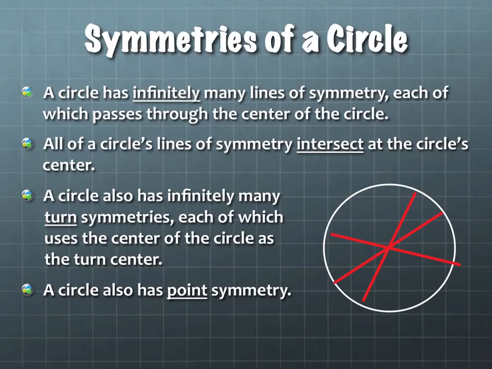A circle also has infinitely many turn symmetries, right? No matter what degree you turn it by, its image is already there. And since there's infinitely many values between 0 and 360, there's infinitely many turn symmetries as well. And the circle has point symmetry because it has a 180-degree turn symmetry. Circles are wonderful. Or maybe they're awful for all of those same reasons, depending on what you're doing.